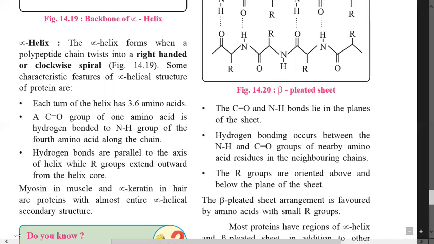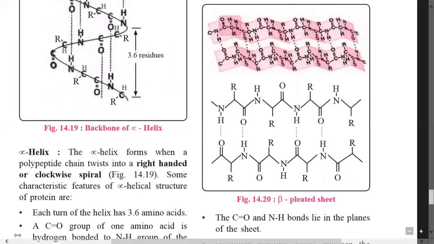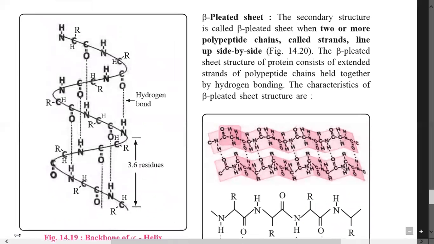And these R groups extend outward from the helix core. So see this R group here outside this core. This is an R group outside. If it is present below this line, then it is called inside, but if it is outside this line, that is the outer core. This is also outer core. Outer core R groups are present.